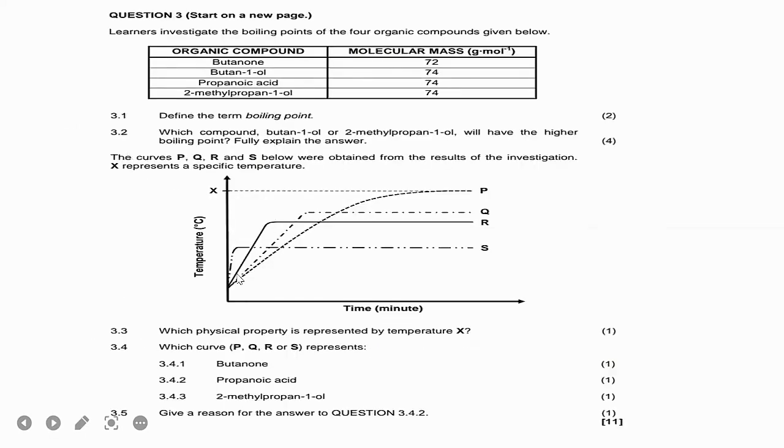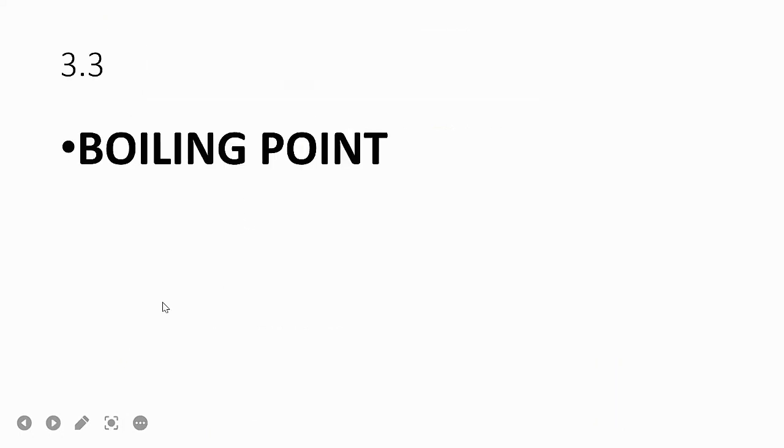Then here we are given a graph below. It says the curves P, Q, R, and S below were obtained from the results of the investigation. Then X represents a specific temperature. Now 3.3 says which physical property is represented by temperature X. If we go back to the statement, it says let us investigate the boiling point. So the physical property represented by temperature X has to be the boiling point. Now let's proceed.